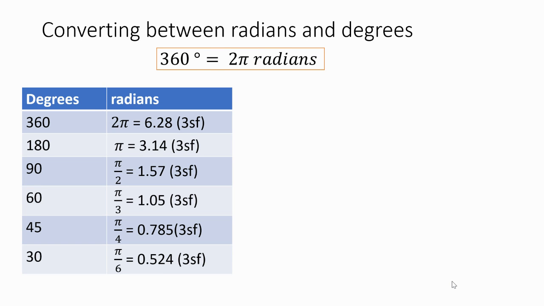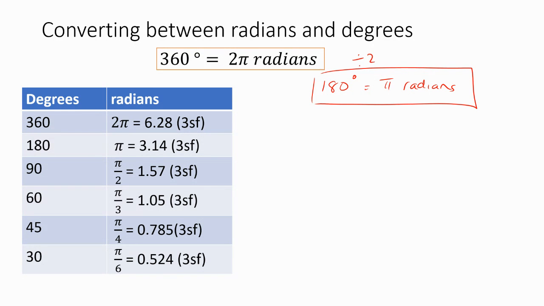We're going to look at converting between radians and degrees. Previously we looked at that 360 equals 2 pi radians. I prefer to divide the whole thing by 2 and look at 180 degrees as pi radians. That's the one that I like to use because there's less numbers to worry about.